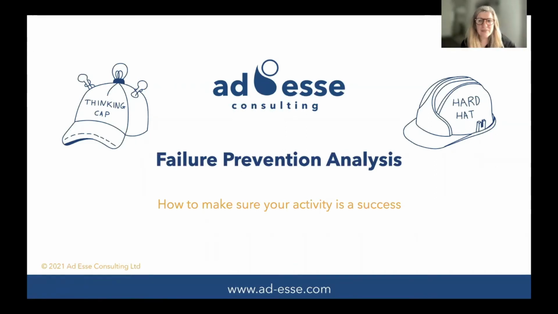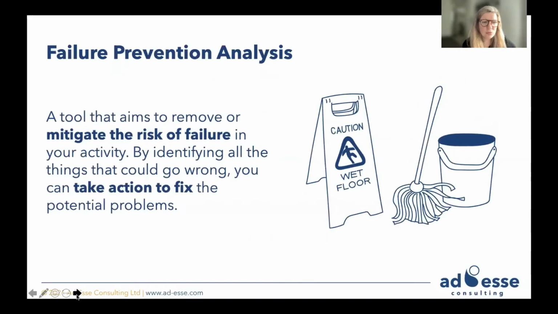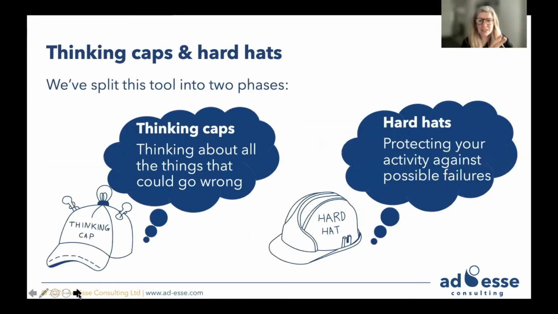So failure prevention activity, basically how to ensure that what you are doing, your activity, your change, your improvement is successful. So let's just walk through this quickly. So we want to remove or mitigate the risk of failure by identifying the things that can go wrong and taking action to fix those potential problems. And we split the tool into 2 phases, basically thinking caps.